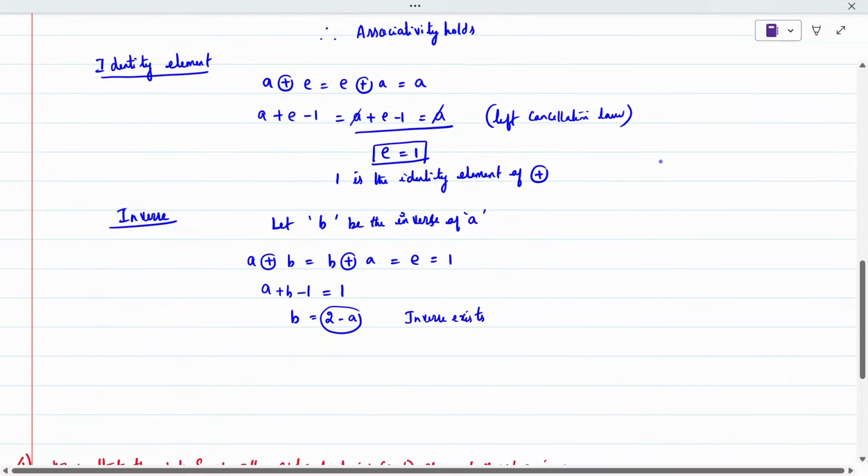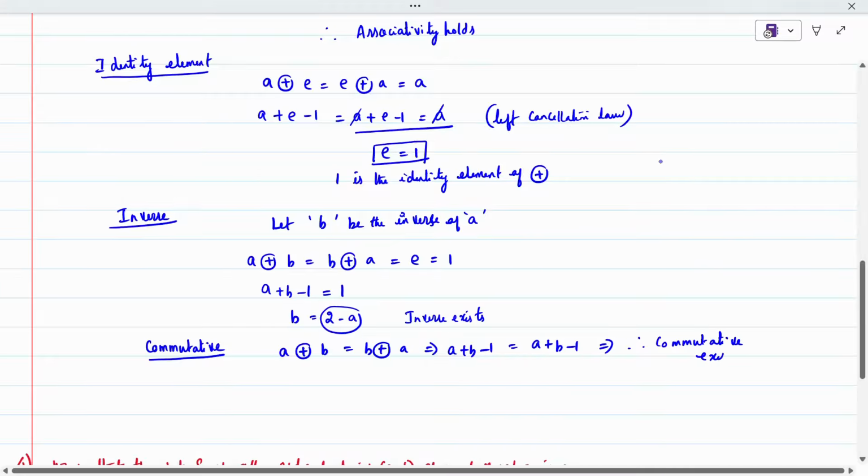Last is the commutative. Commutative I have to check. When I check it, it is nothing but A plus operation B equal to B plus A. I know that it's nothing but A plus B minus 1, and the other side is also A plus B minus 1. So it's satisfied. So commutative exists. Okay, so for all of these we have proved it for the plus operation.